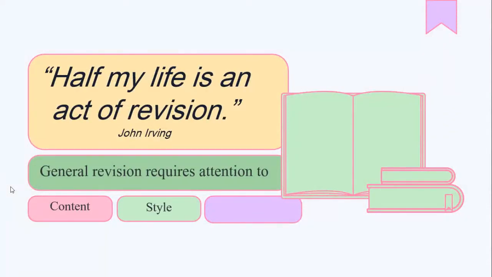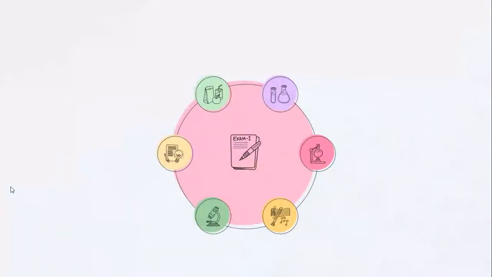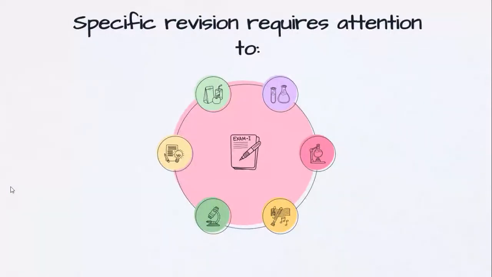General revision requires attention to content, style, organization, and readability. More focused, specific revision requires attention to format. Format is an important part of the revision process. Format involves the design expectation of author and audience. You have to meet the standard of the format presented by your college or by your university.